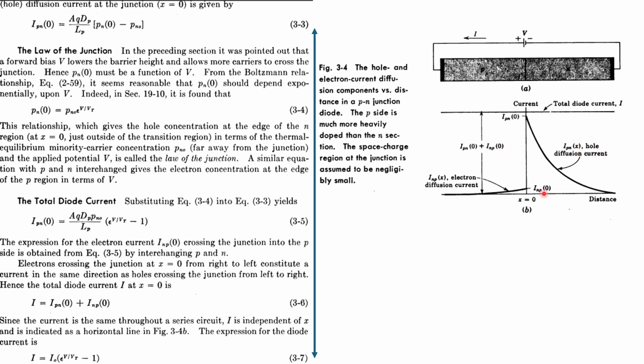Hence the total current I at x equal to 0 will be I_p at 0 plus I_n at 0, crossing from right to left and left to right. Since the current is the same through the series, I is independent of x and is indicated as a horizontal line. So the expression you can directly modify from here is I equal to I naught times (exponential of V by V_T minus 1).